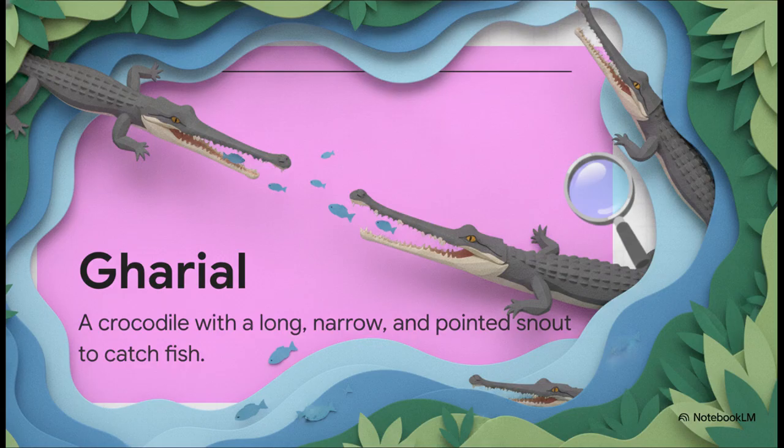Notice its defining feature? It's got this incredibly long, narrow, pointed snout. Just like the bird beaks we talked about, its snout is a perfect physical adaptation. That super narrow shape allows it to whip its head through the water with almost no resistance, so it can quickly snap up slippery fish.